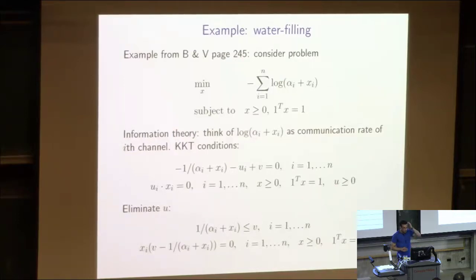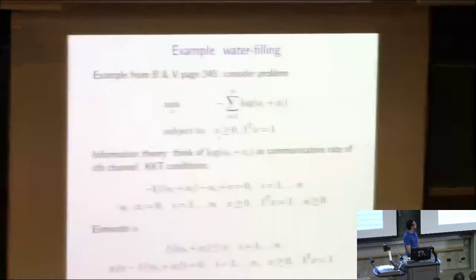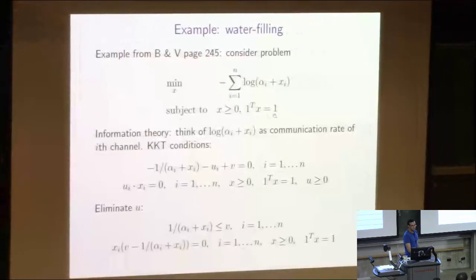Okay, so the problem is something like we want to maximize communication across a bunch of channels, subject to some budget that we're going to distribute to each of n channels. So x is like our variable for how much we're budgeting to a bunch of channels. It has to satisfy non-negativity and has to sum to 1.